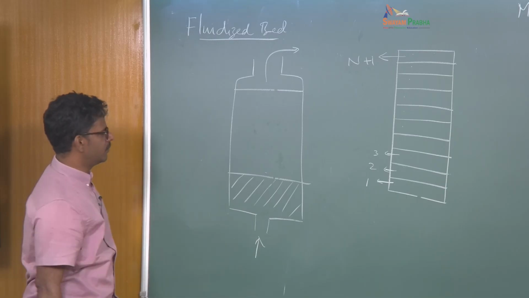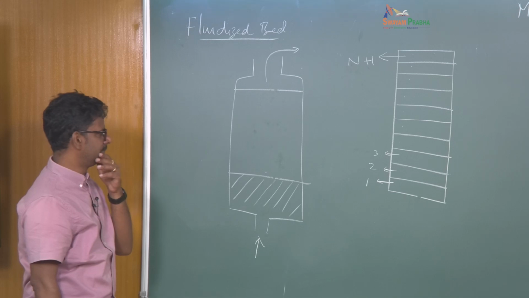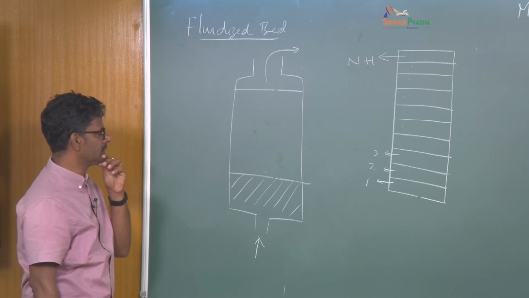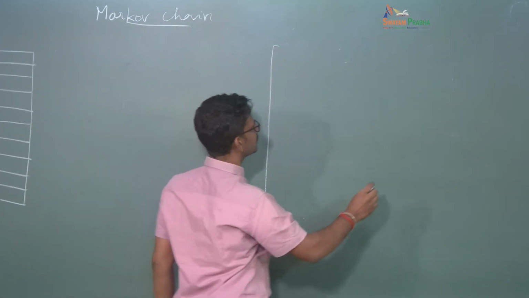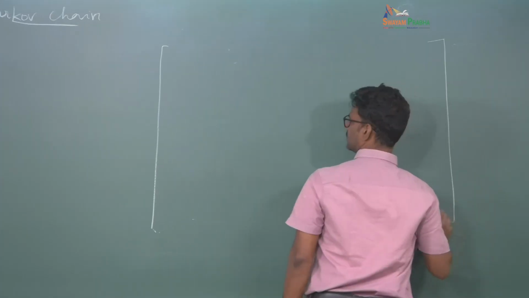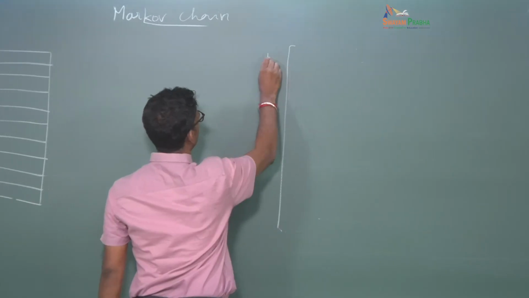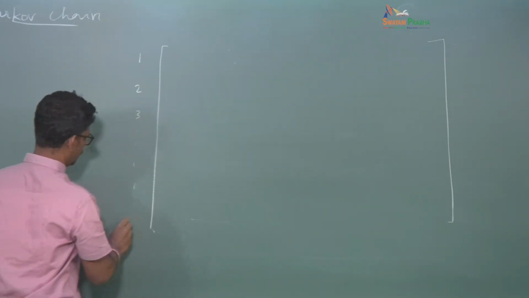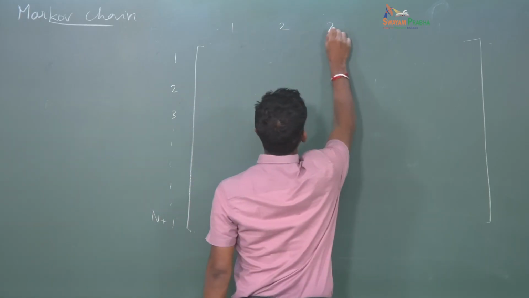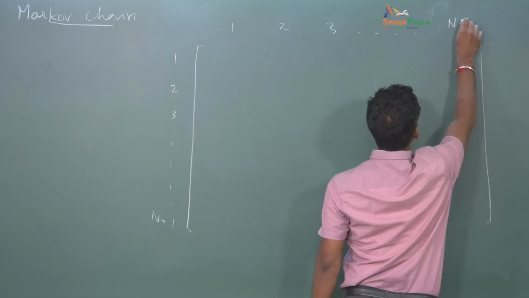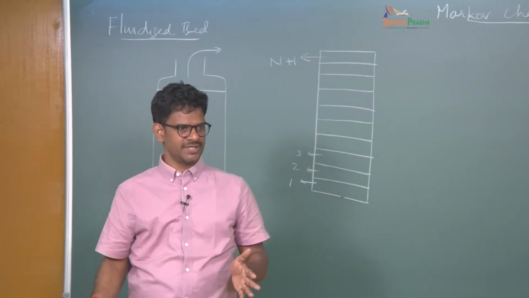So how do we do this? We are basically thinking about a transition matrix, something like this. It's going to be n plus 1 by n plus 1. You have cell 1, 2, 3 all the way up to n plus 1, and similarly cell 1, 2, 3 all the way up to n plus 1. So the dimension of this transition matrix is n plus 1 times n plus 1.